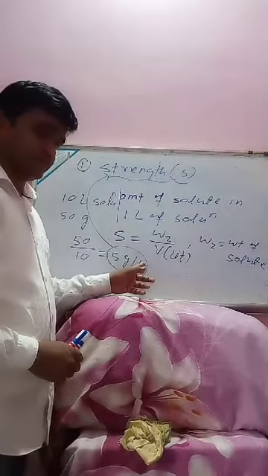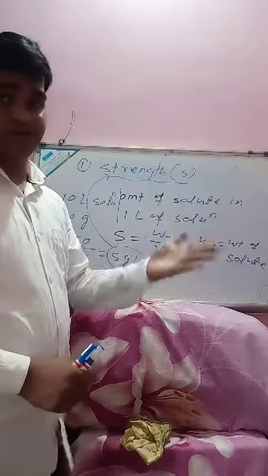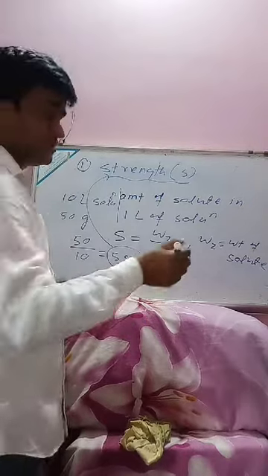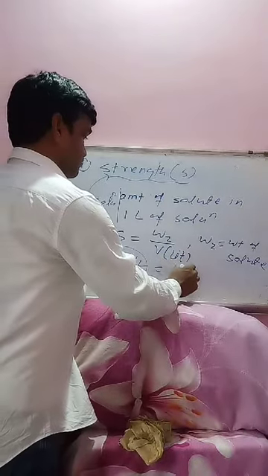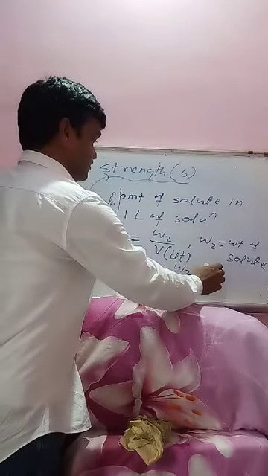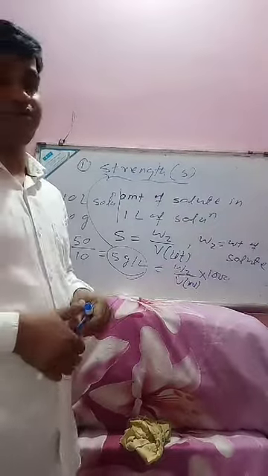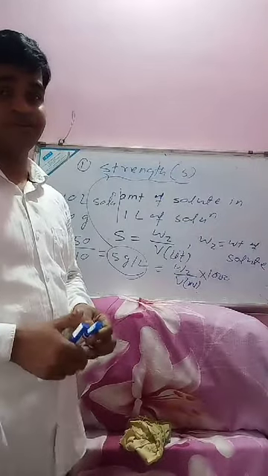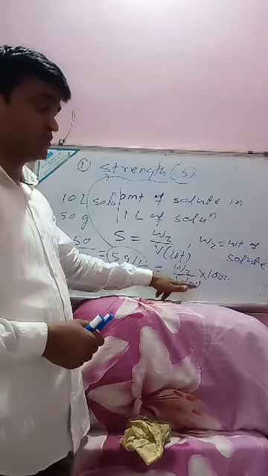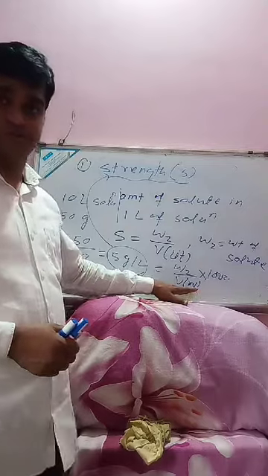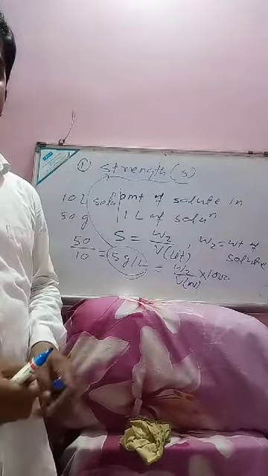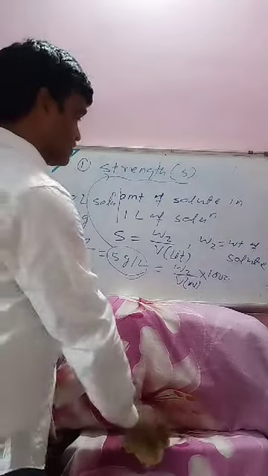It is gram per liter. If volume is given in milliliter, it can be converted into liter by dividing by 1000. So the strength is W2 by V in milliliter into 1000, where volume is given in milliliter units. So strength means amount of a solute present in 1 liter of a solution, that has unit gram per liter.